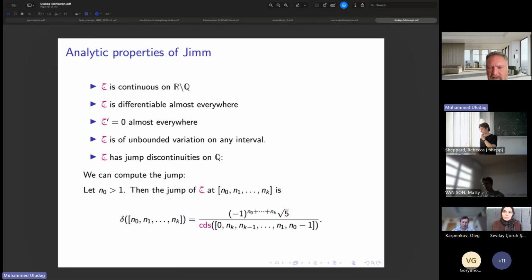How do we do it? The jump at this number is obtained by reversing the continuous fraction, computing the codiscriminates, and inserting here.